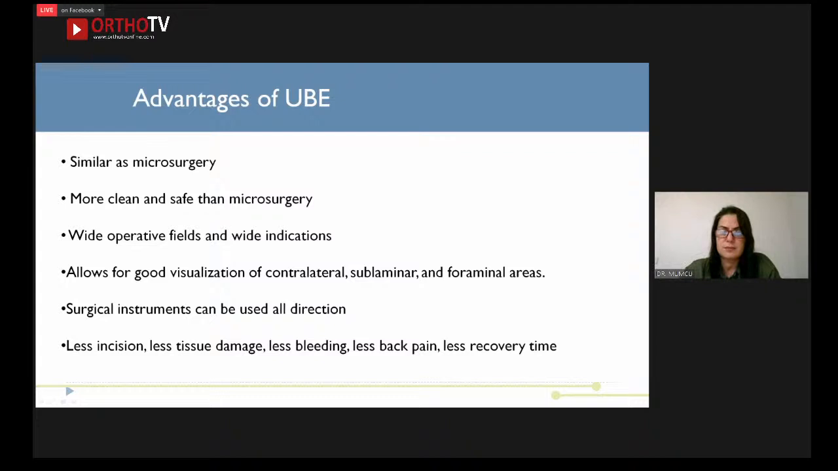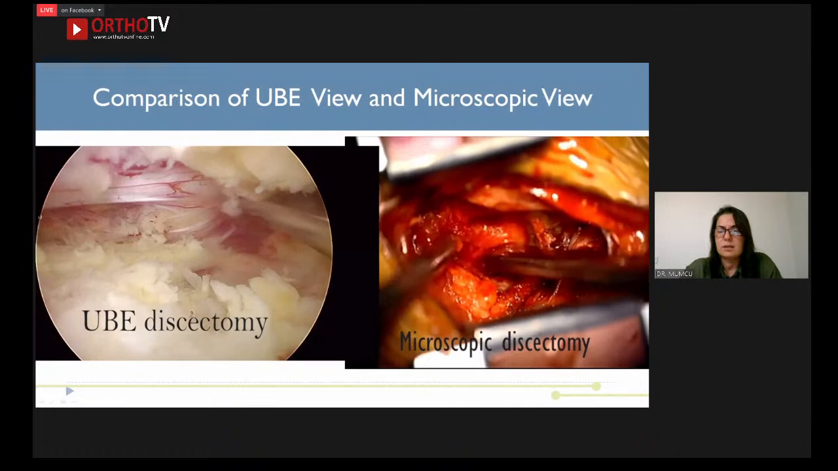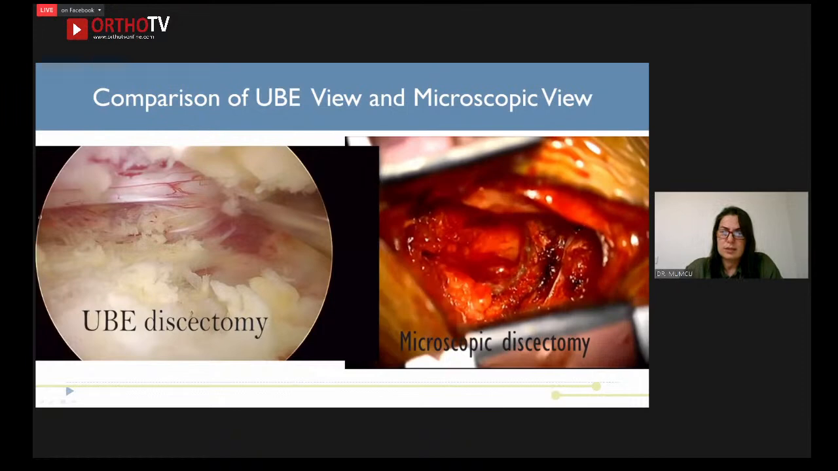Let's watch these videos. The video on the left is UBE discectomy, and the one on the right is microscopic discectomy. The UBE view is much clearer, and it also has a more blood-free vision. That means a clean view makes the surgery easier and safer.